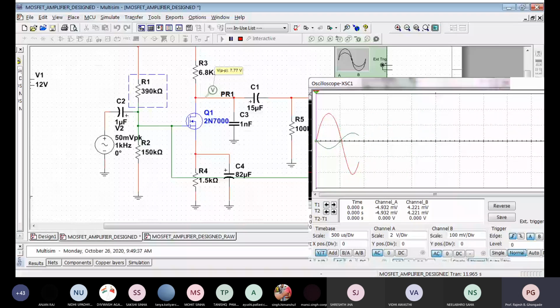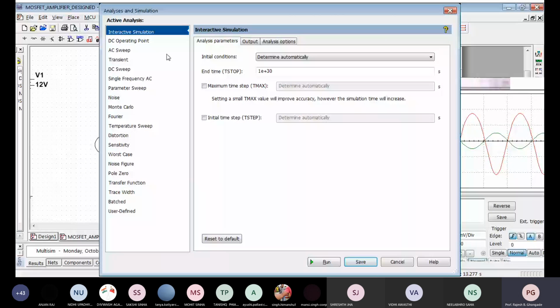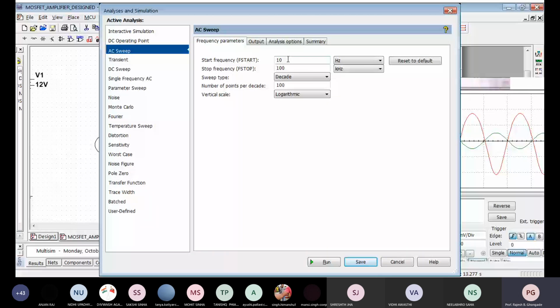So what we have achieved is the small signal amplification. Is that fine? Now let us see the frequency response. So we have seen only the transient response or the interactive output. Let us go for the AC sweep. Again, for AC sweep, my start frequency is 10 Hertz, stop frequency is 100 kilohertz, number of points per decade is 100, vertical scale is logarithmic, and I have to see the output.